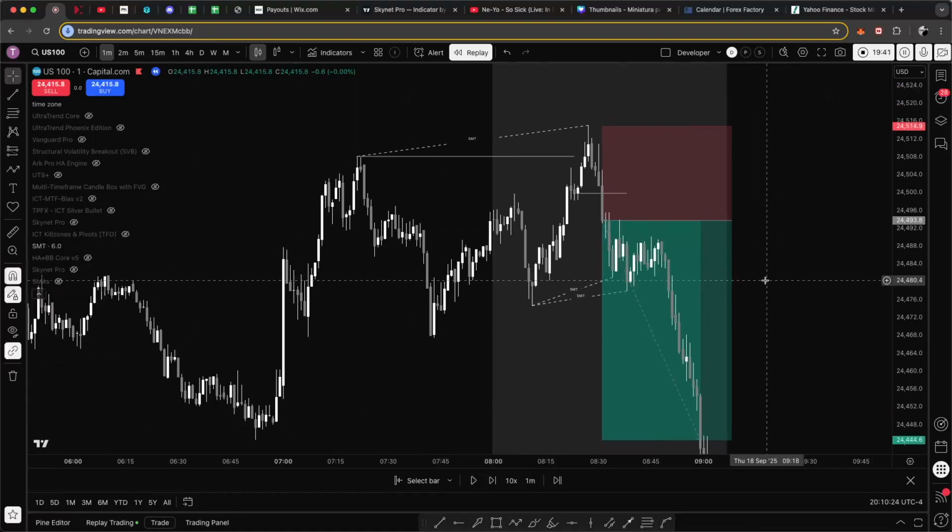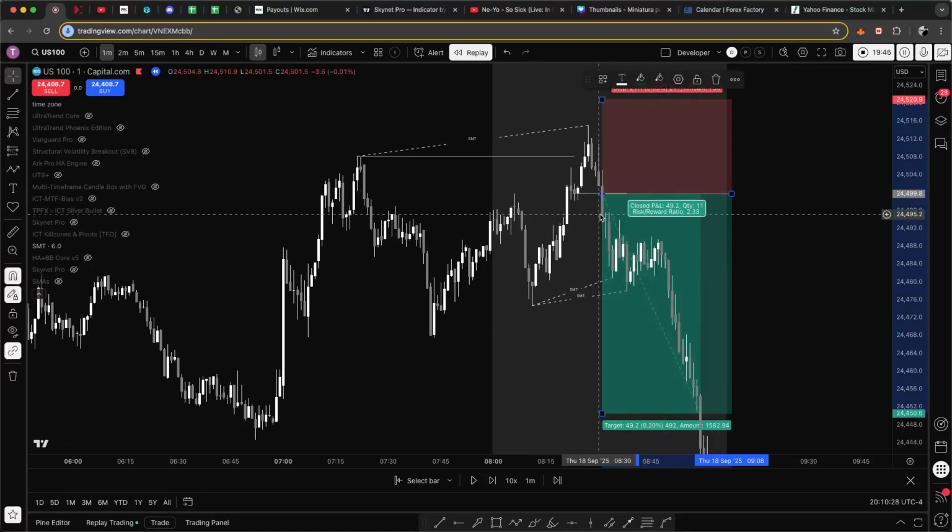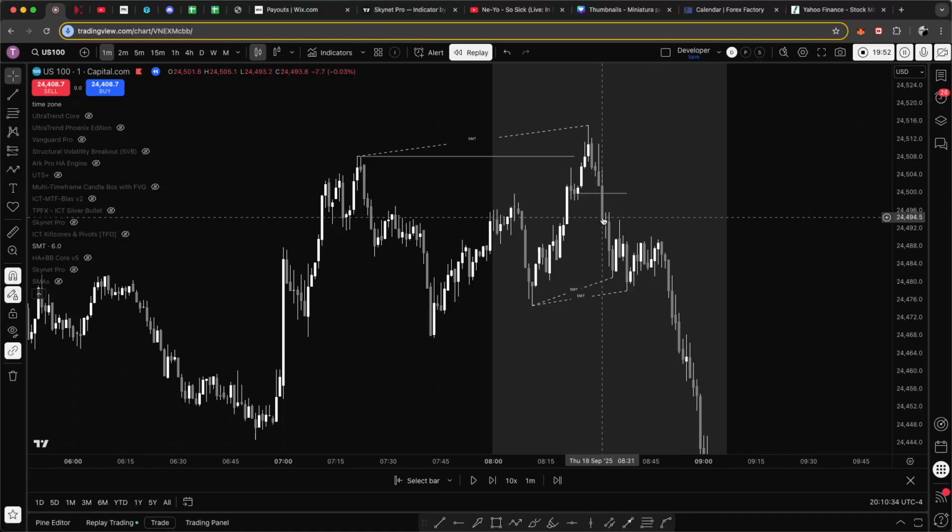Right? Perfect. We drop. If we would have placed a buy limit order right here, the market never came back up, right? So it would have left you behind. So the change in the state of delivery is already your confirmation. You don't need to wait for a pullback, all right?